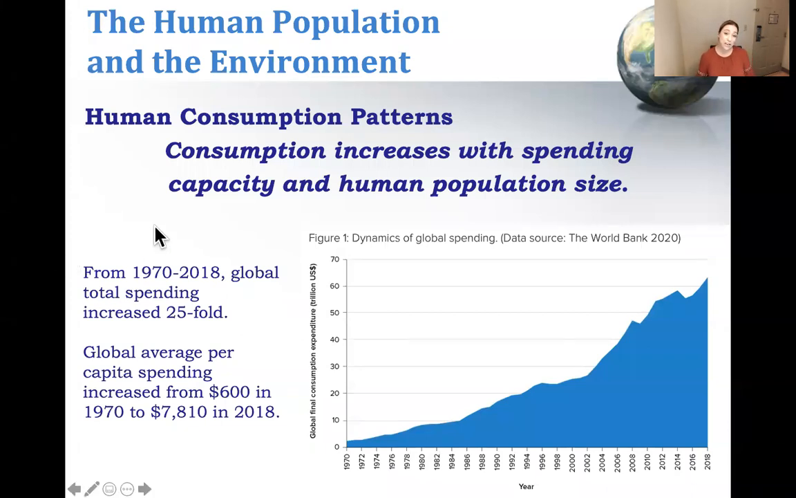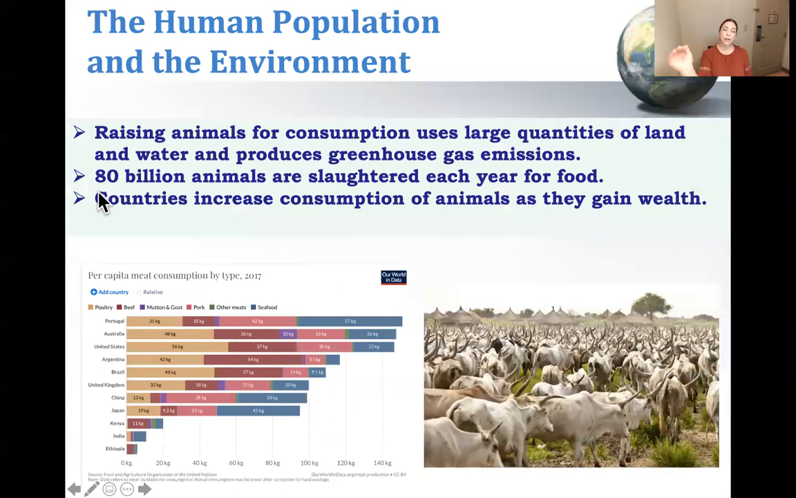So from 1970 to 2018, global spending increased a huge amount. I put 25-fold, right? So increase 25 times. 25 times over the original amount. So global average per capita spending increased from $600 in 1970 to $7,800 in 2018. So that's like the amount of money each person spends. It's an average. Okay, so we see that spending is increasing, which increases consumption.